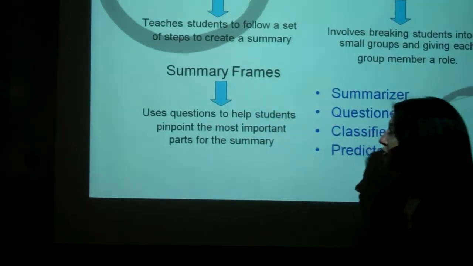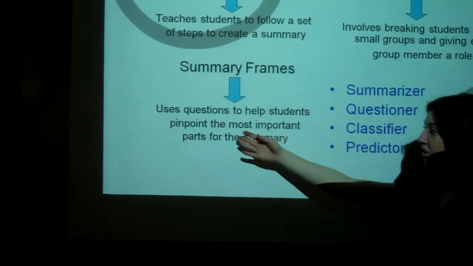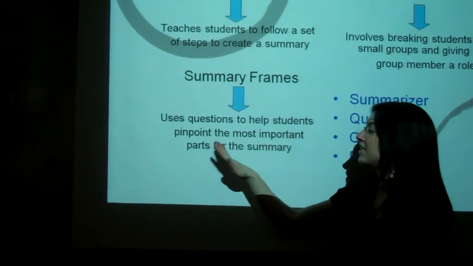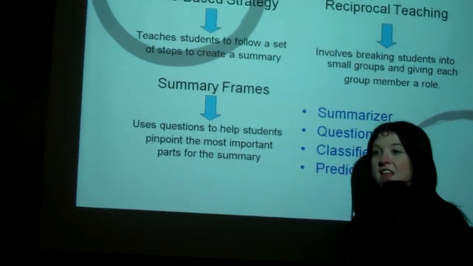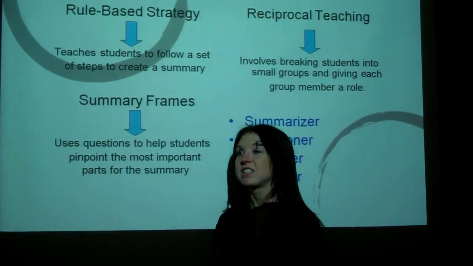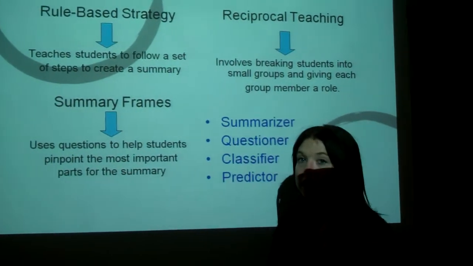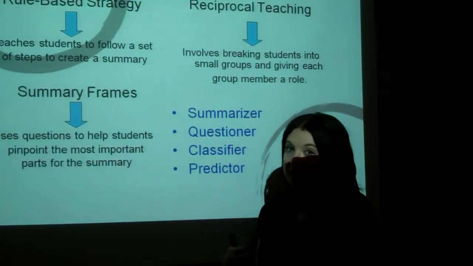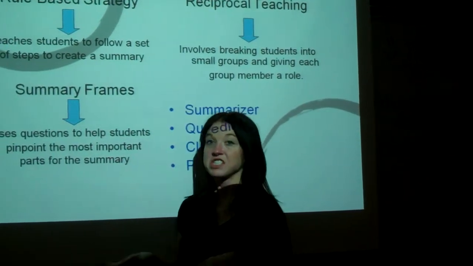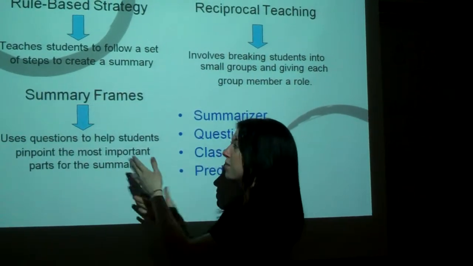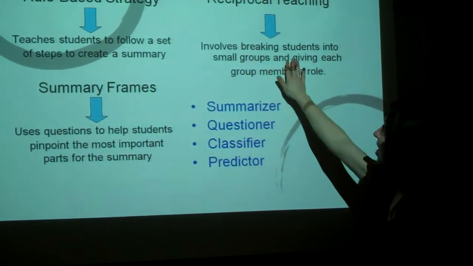Also, you can do a summary frame. This is when the student is able to use questions to help pinpoint the most important parts. If they're reading a text, the teacher might give them a set of questions they're looking for in the form of a study guide, where they can find the questions, and those are the key parts of the reading to help them learn how to summarize.